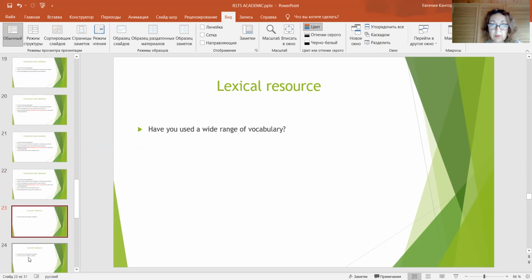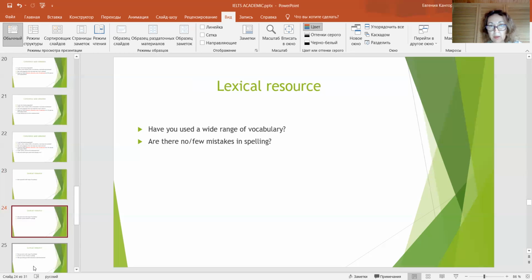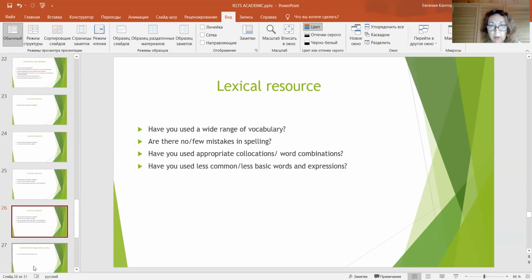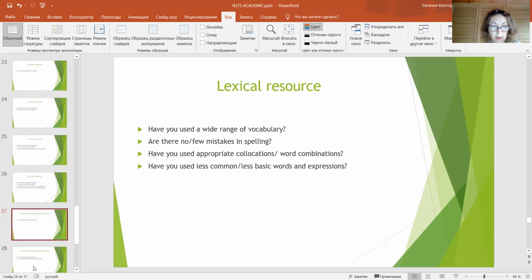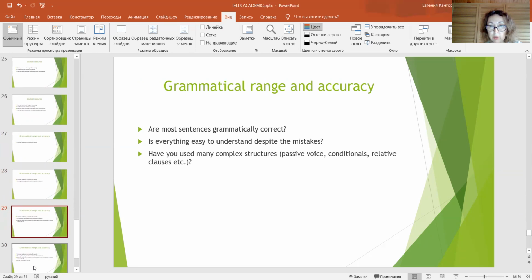Now, another group of criteria is lexical resource. And again, you need to ask yourself, have I used a wide range of vocabulary? Then, are there any mistakes in spelling? If there are, I need to correct them. Then, have I used appropriate collocations and word combinations? And have I used any less common words and expressions, which should be there if you want to get a higher score? As for grammar, you need to check that all of the sentences are grammatically correct. You need to check that everything is easy to understand despite the mistakes, that you've used many complex structures, and that your punctuation is correct.